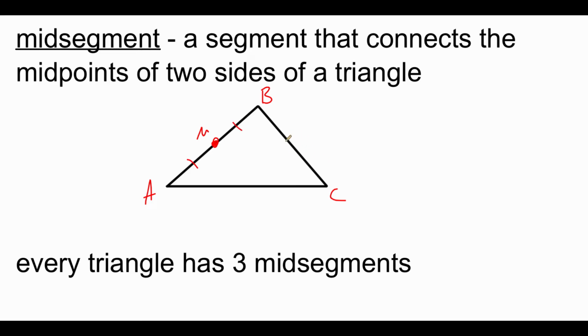And let's say we've got another point over here, and I'm going to call this one N. And let's say N is the midpoint of BC. So this piece is congruent to this piece. So then if we connect M and N together, then that MN segment would be a midsegment. Now every triangle is going to have three midsegments, because if we find the midpoint of AC, say it's right here, and I'm going to call that point P, and if we connect point P to point N, and point M to point P, then those are also midsegments.